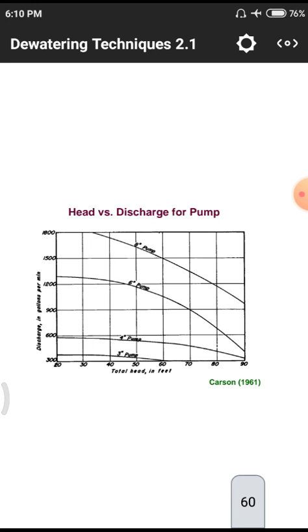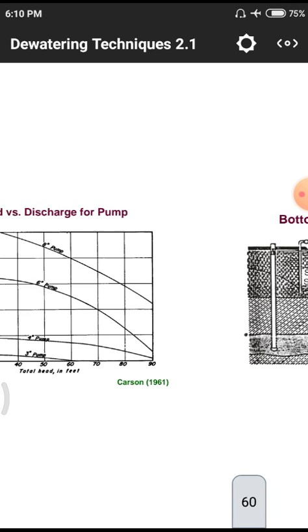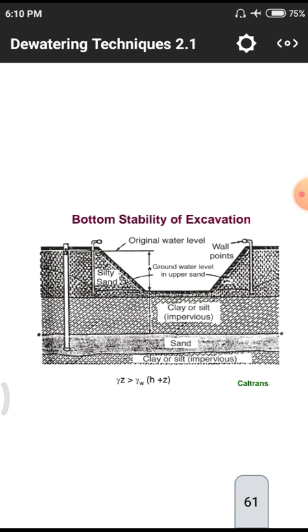Those two things we have to consider, both suction head and delivery head. Whenever we are using centrifugal and reciprocating pumps, normally centrifugal pumps have a high discharge but low constant head. Likewise, we have different properties for different pumps.